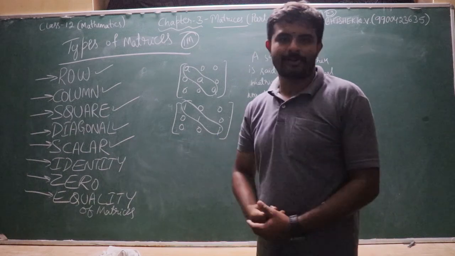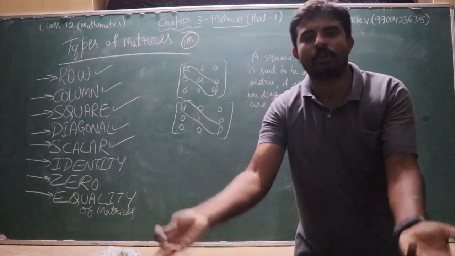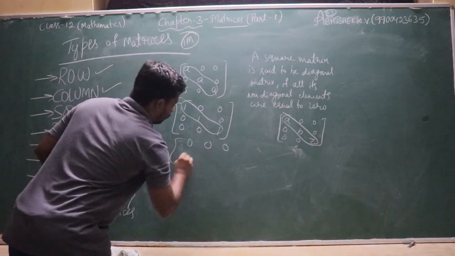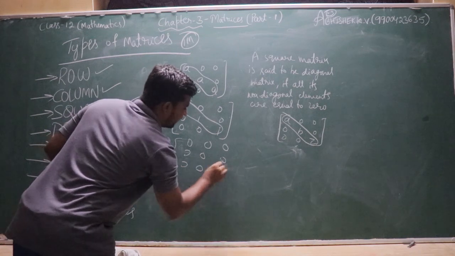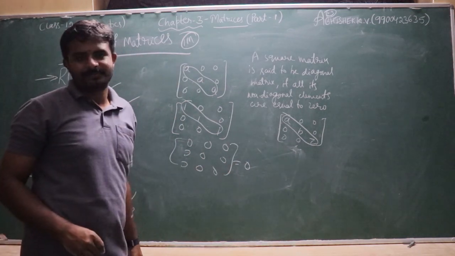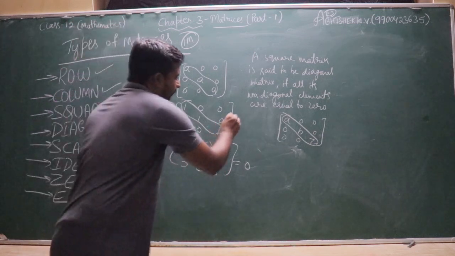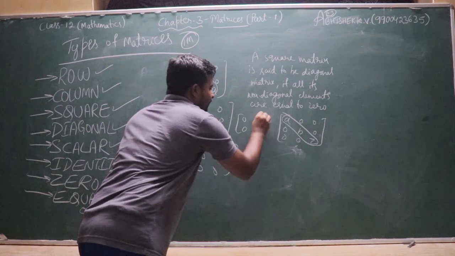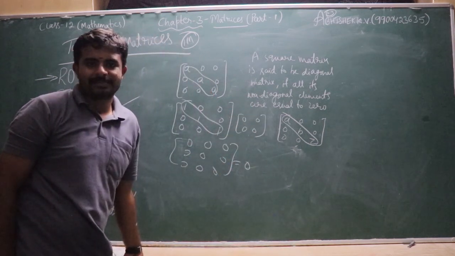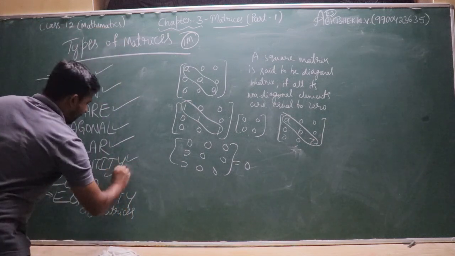Then I move on to the zero matrix. If every element of the matrix is equal to 0, then that matrix is said to be a zero matrix. Is it clear? If I consider a 2 cross 2 matrix with 0, 0, 0, 0, this is also a zero matrix. Yes? So these are all about the types of matrices.